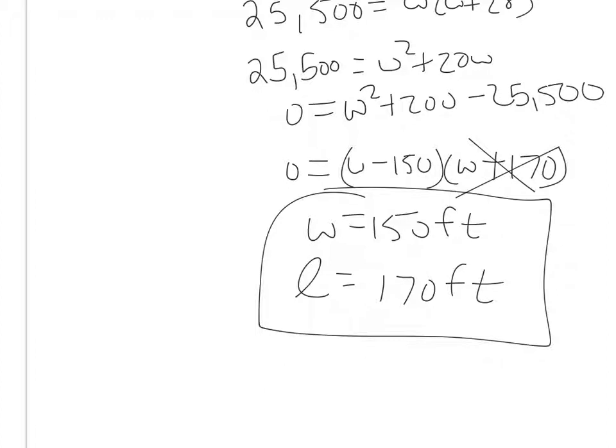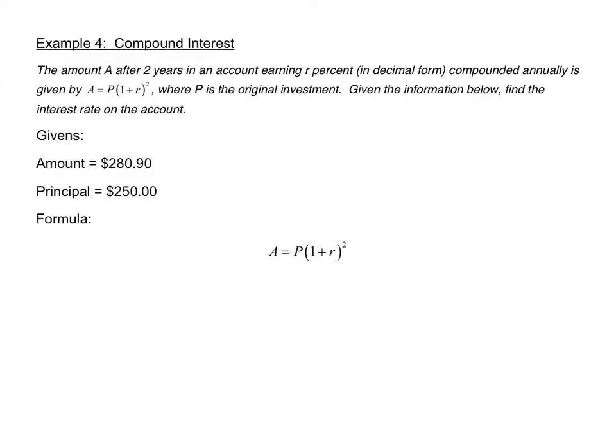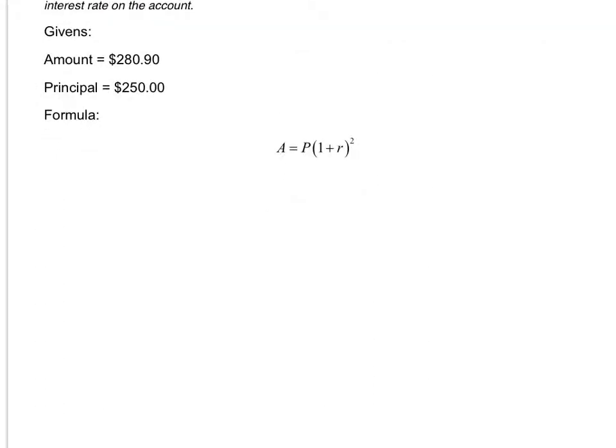So let's keep going. Alright, so this one says the amount after 2 years in an account earning R percent, in decimal form, compounded annually, is given by A equals P times (1 plus R) squared, where P is the original investment. Given the information below, find the interest rate. So we're going to be looking for the R. The amount was $280.90. The principal was $250.